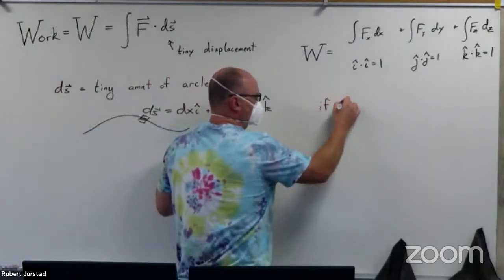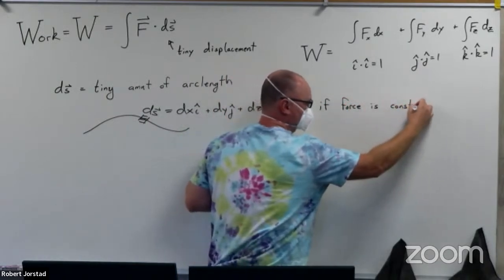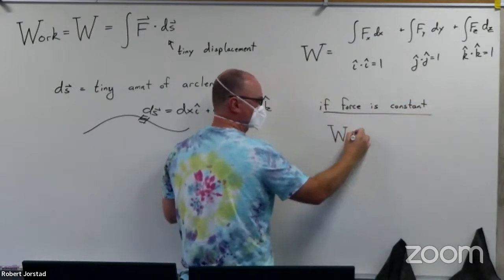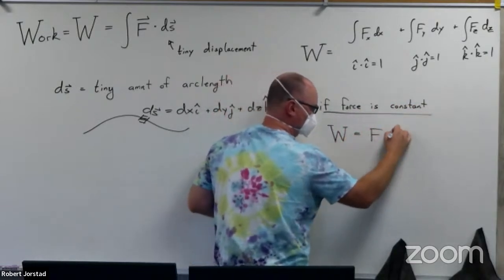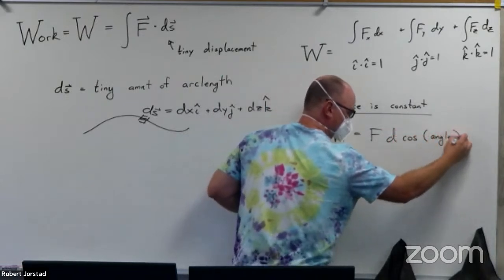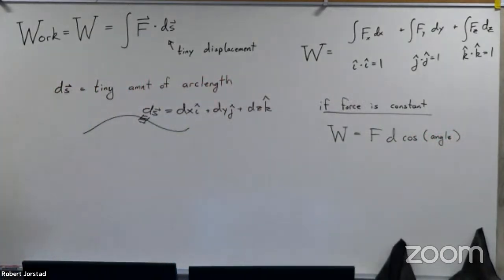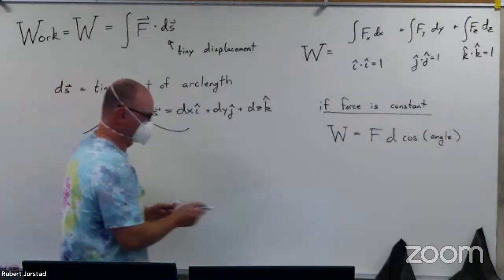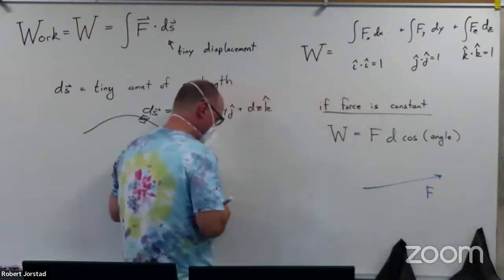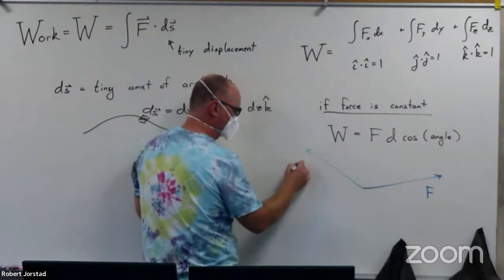If force is constant, check this out. I'm just going to tell you. I'm going to write it like this: F D cosine of some angle. In particular, if your force points this way, I'll explain what D means right here.